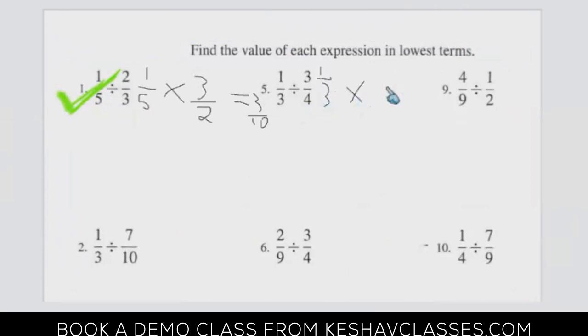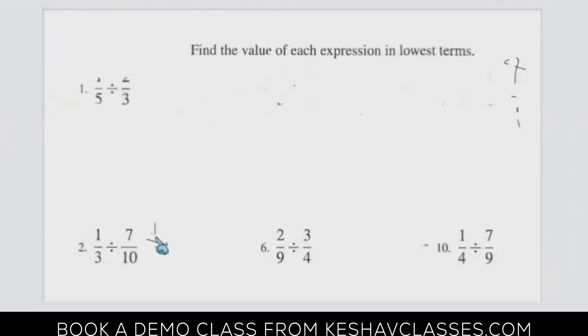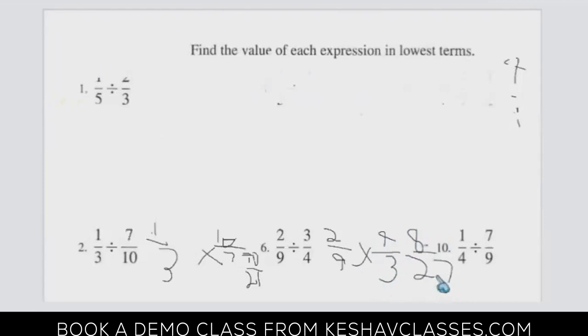The times 4 9s. 1/3 times 10 7 equals 10 21. 2 nines times 4 thirds 8 27. How much time do I have left?